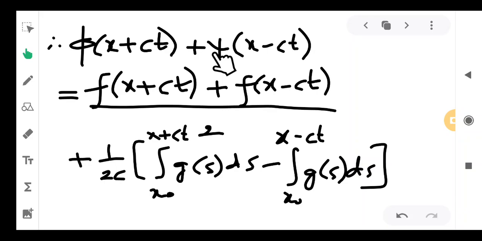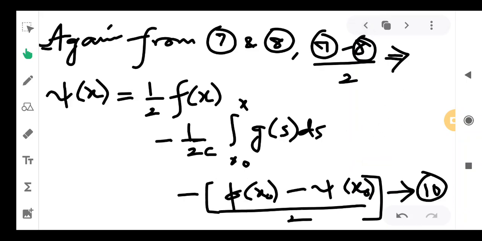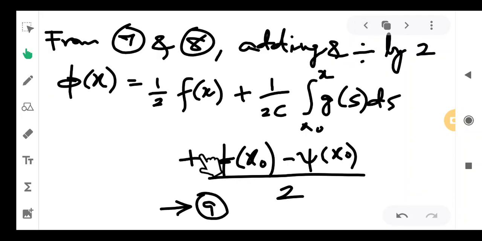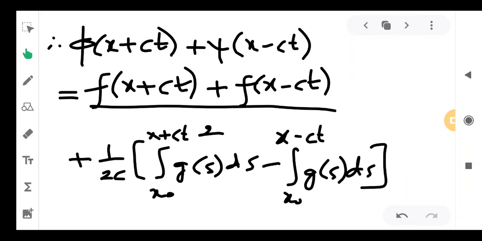Phi of x plus ct plus psi of x minus ct. This is f of x plus ct by 2, that is the part of phi, and this is the part of psi. You will be getting f of x plus ct plus f of x minus ct by 2, and the integral actually. The other part will be cancelled. Which one will be cancelled? This part will be cancelled with the other, because this is minus and the previous one will be plus actually. Therefore, they will be cancelled on addition.